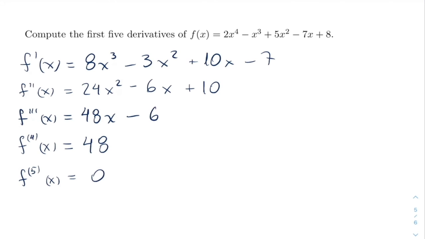So just remember, computing higher order derivatives is simply computing the derivative of the previous derivatives. So we can do this as many times as we want, as long as we know how to compute derivatives.